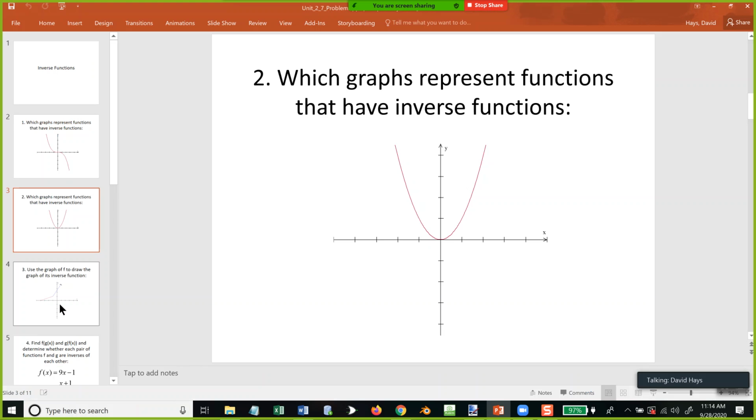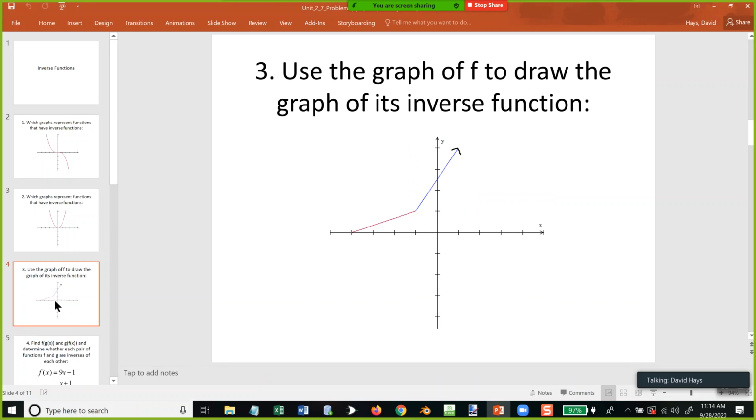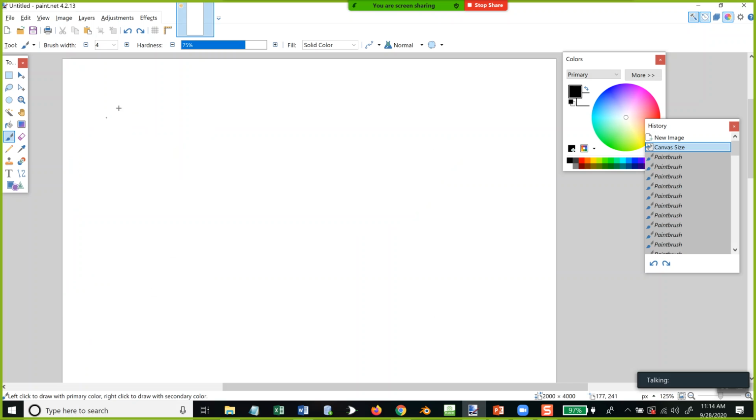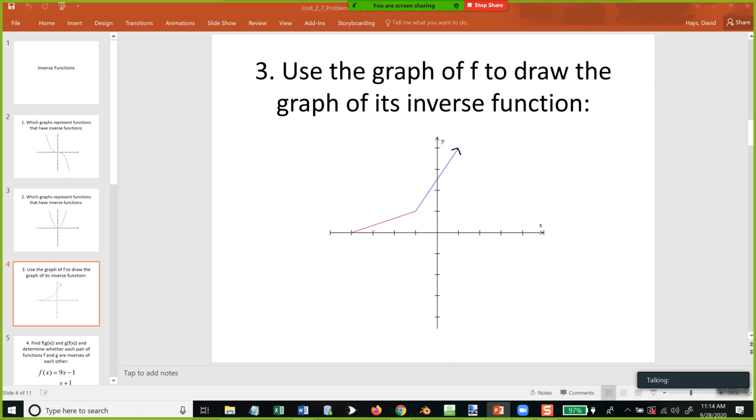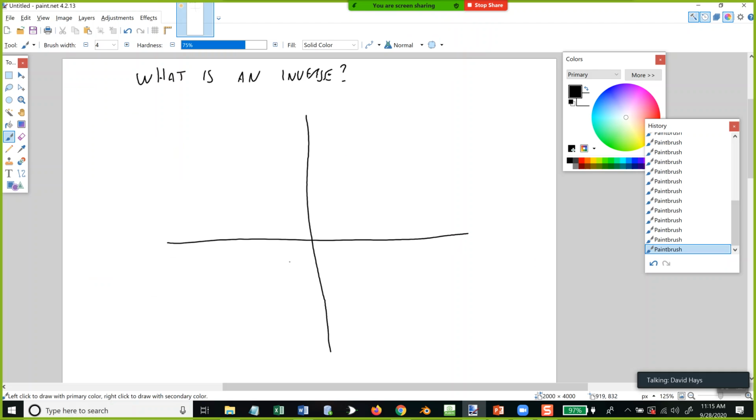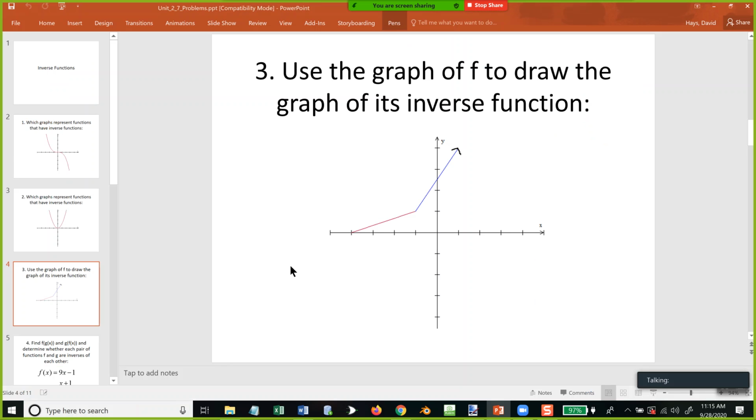Now this next problem revolves around what is, it says use graph of f to draw the graph of its inverse function. But what this really addresses is what is the inverse? And we first look at it graphically. You know, it'd probably be better if I didn't try to do it that way. I obviously can't draw very well.